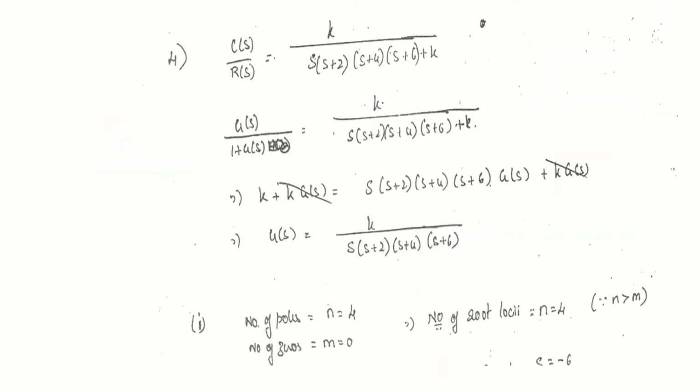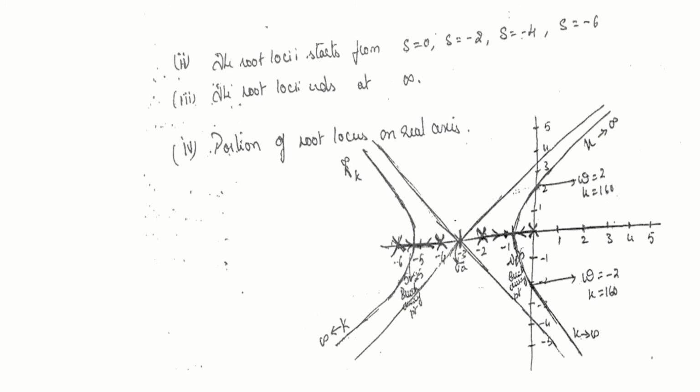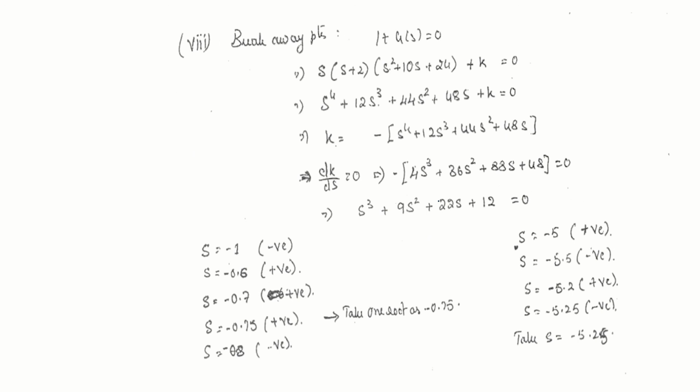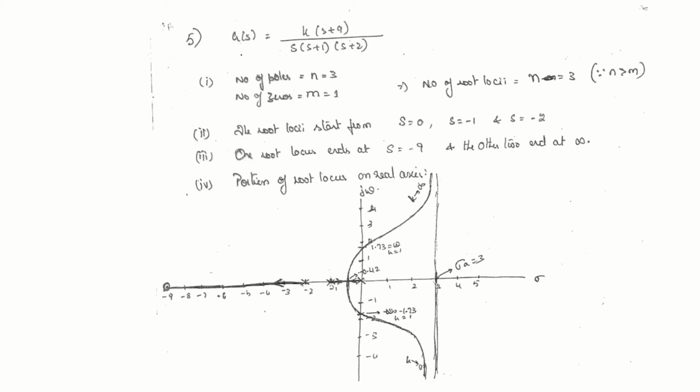So same way here, C of s by R of s is given. I should get G of s. I'll get this. Now there should be 4 root loci. I think the same way, follow the procedure, you'll get the root locus plot. In this example, there is one 0. So one root locus should end at 0. So let me draw it.